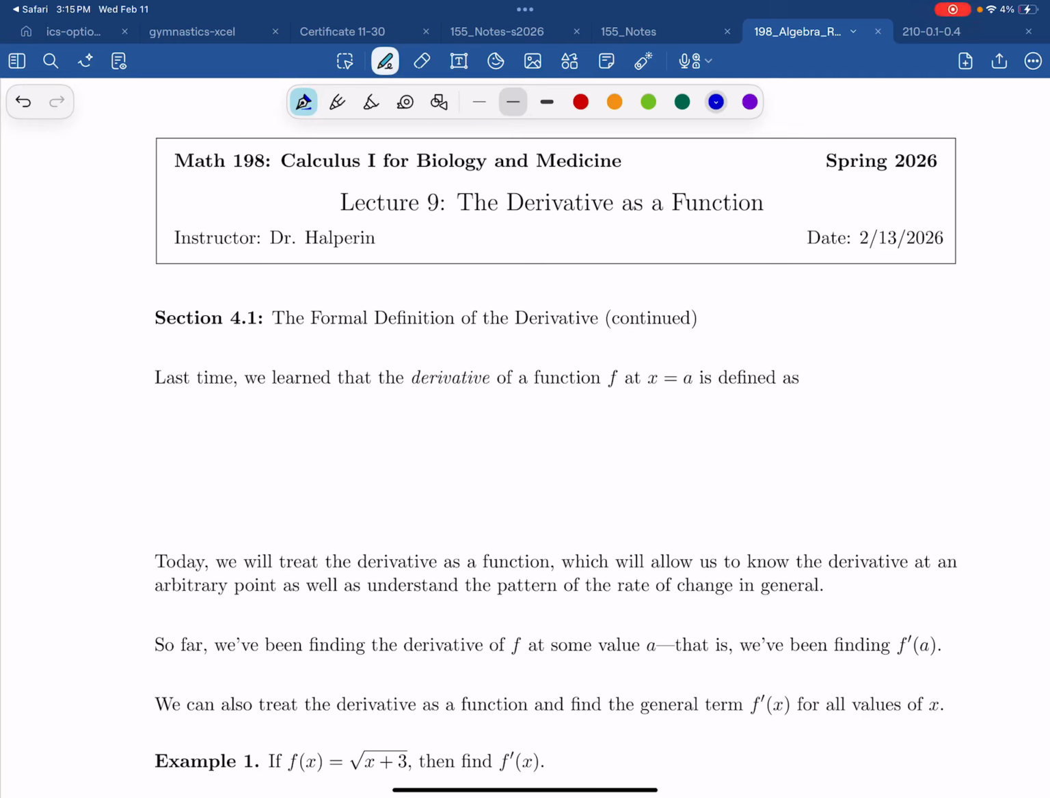Let's wrap up section 4.1, the formal definition of the derivative. Last time we learned that the derivative of a function f at x equals a is defined to be f prime of a, which equals the limit as h approaches 0 of f of a plus h minus f of a, all over h.